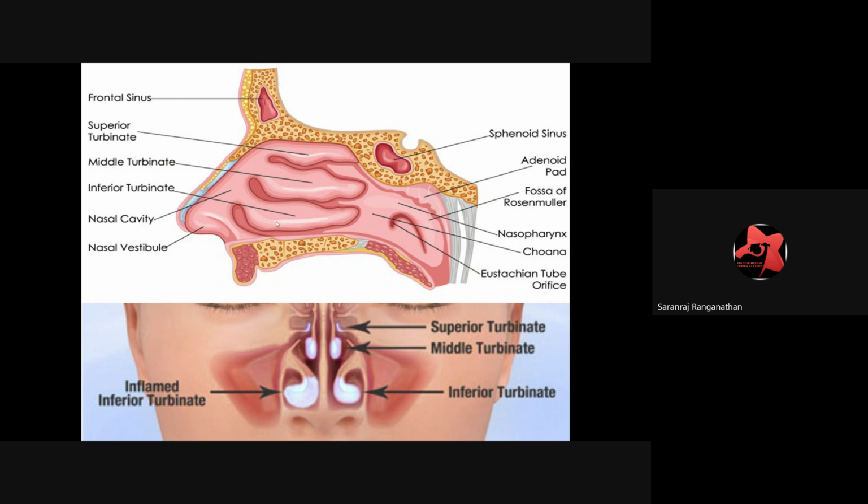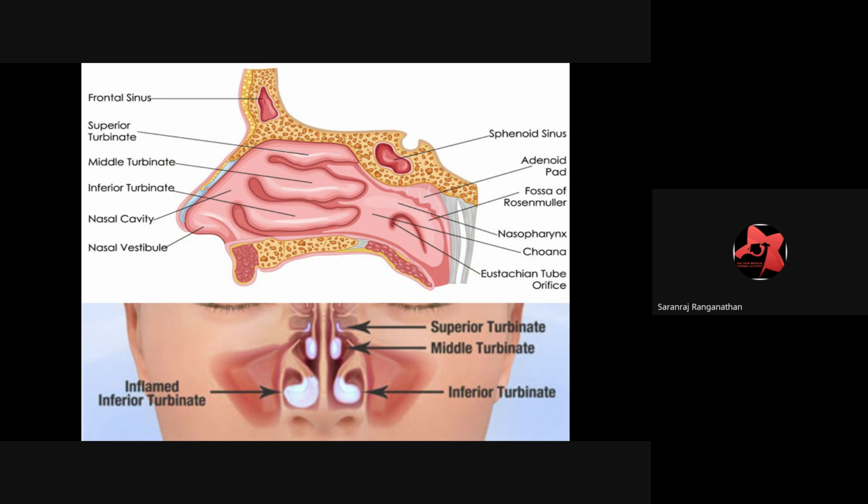In the nose area, there are three turbinates. The first one is the superior turbinate, the second one is the middle turbinate, and the third one is the inferior turbinate. These turbinates support filtering the air we are inhaling. Okay, so if we inhale any abnormal, unwanted things, these turbinates first filter that, and allow the filtered air to reach our lung.